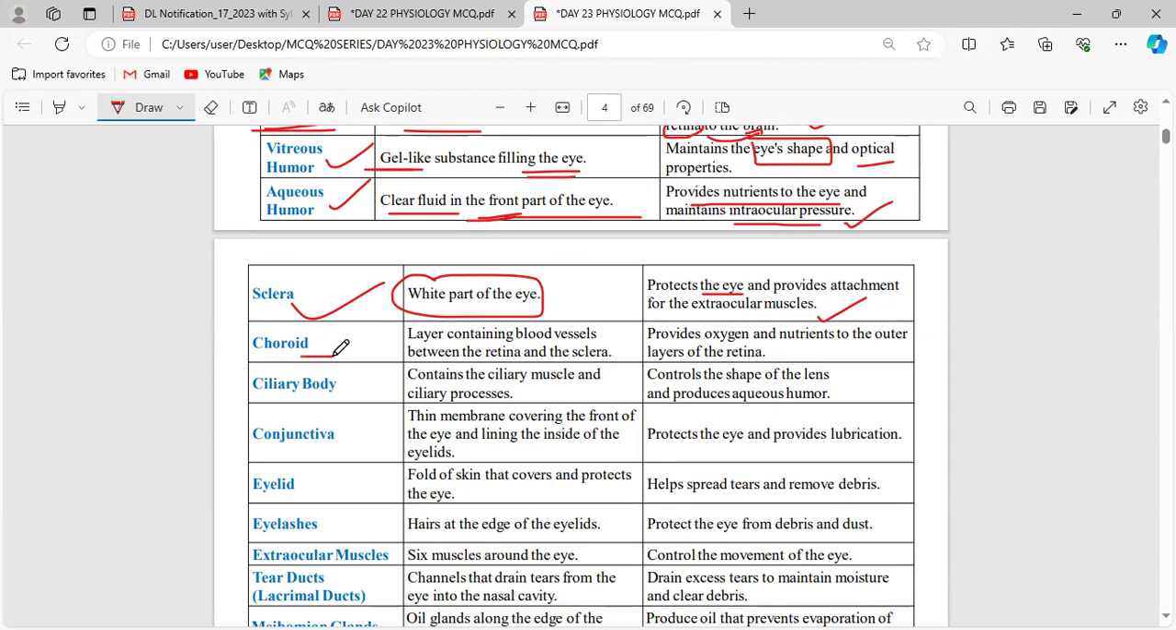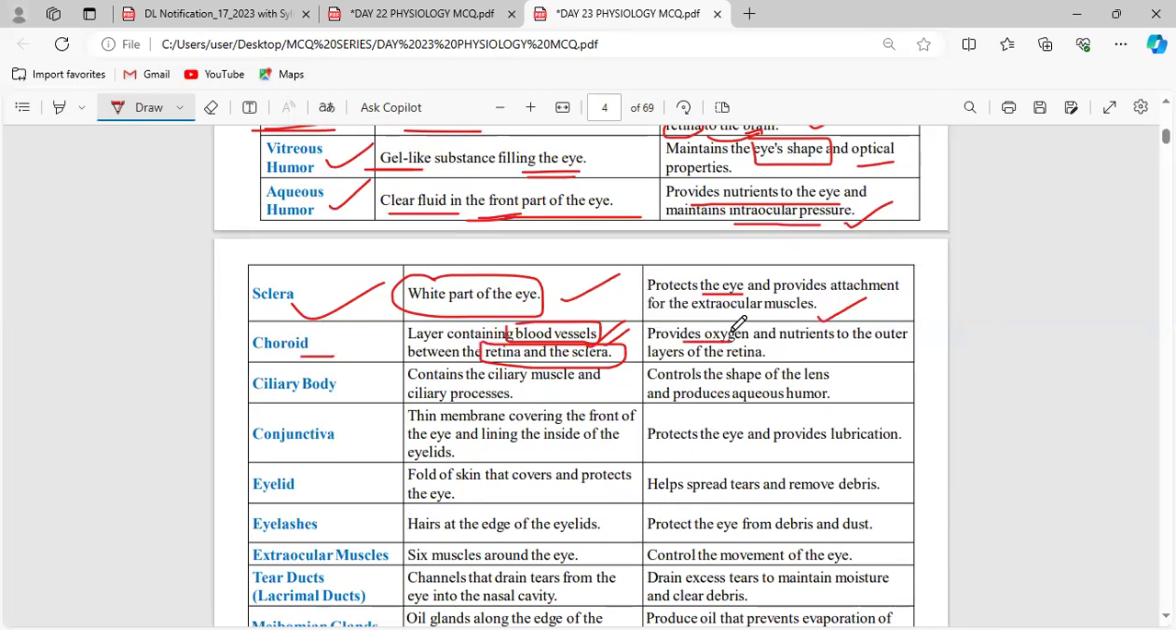And what is the choroid? The choroid is a layer which contains blood vessels. In the white part of the eye, we can find the blood vessels. That structure is called the choroid, and it is present between the retina and the sclera. All these descriptions are very important. And what is the function of the choroid?